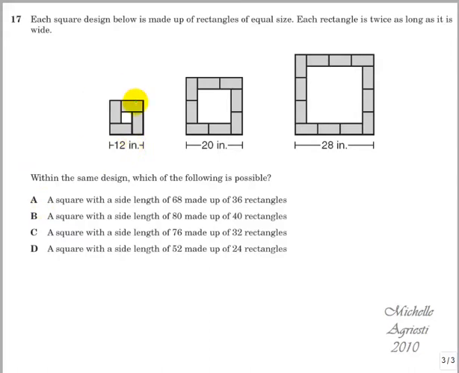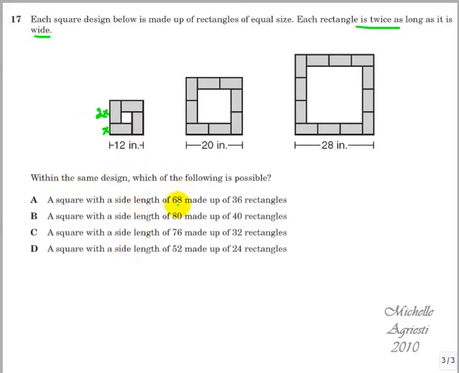Okay, we've got some squares that are made up from rectangles, and we know that each rectangle is twice as long as it is wide. So if the width is x, the length is 2x. And we want to know what is possible.